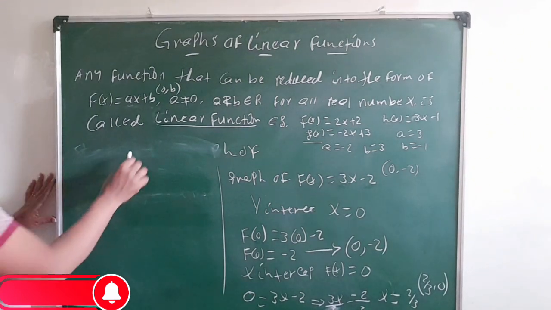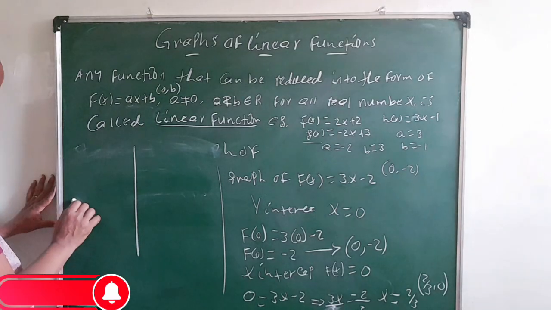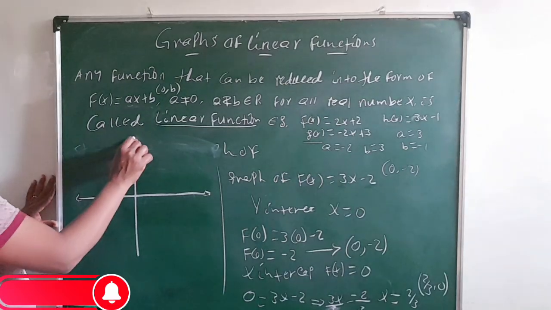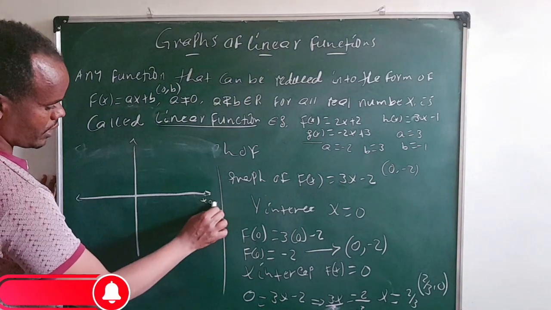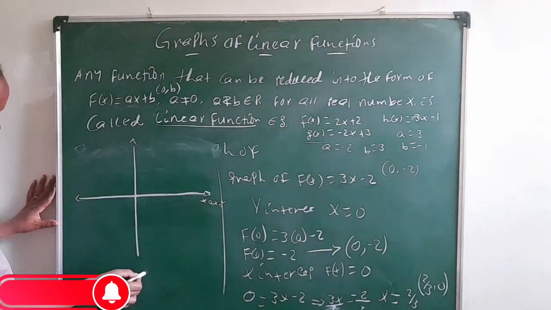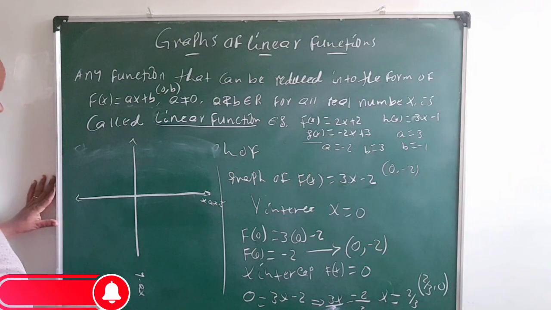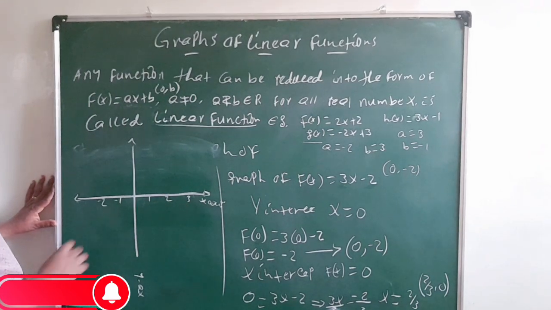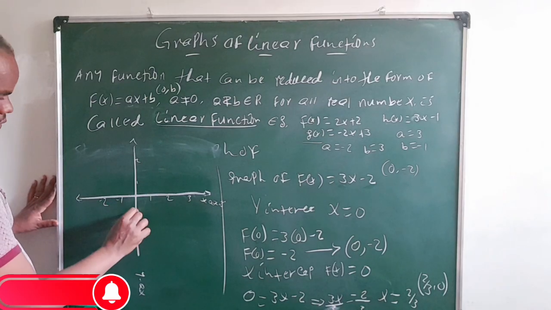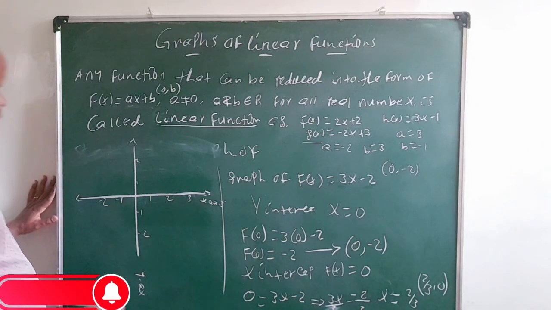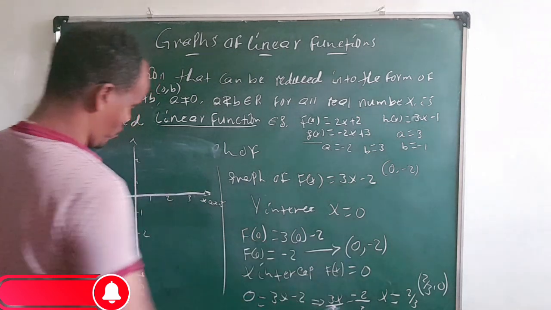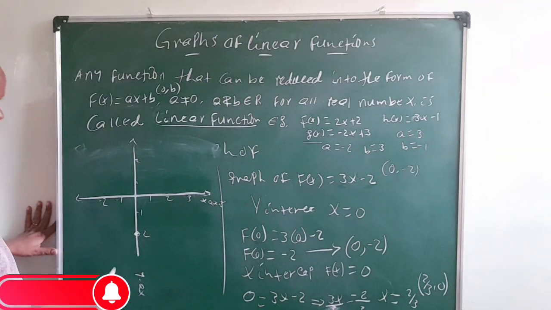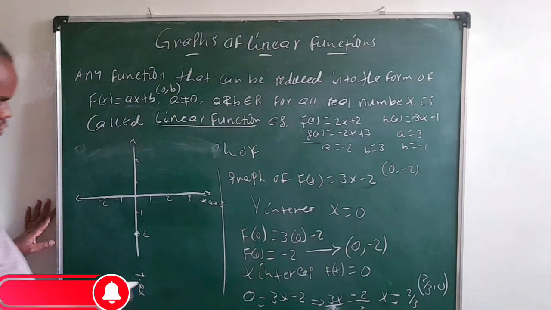the graph will be as follows. This one is the x-axis, and this one is the y-axis. Here we mark 1, 2, and 3, and -1, -2. The y-intercept (0, -2) is at this point, and the x-intercept is (2/3, 0).